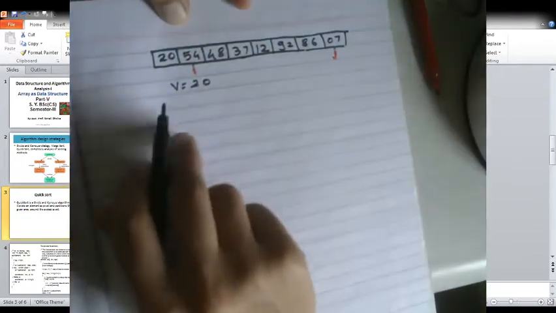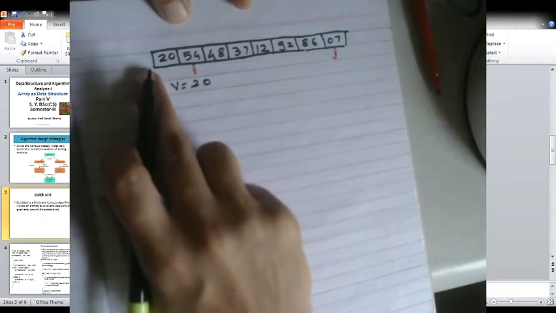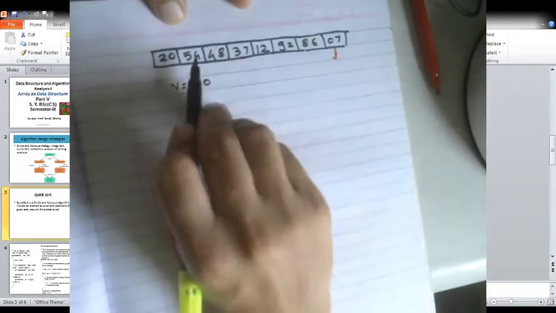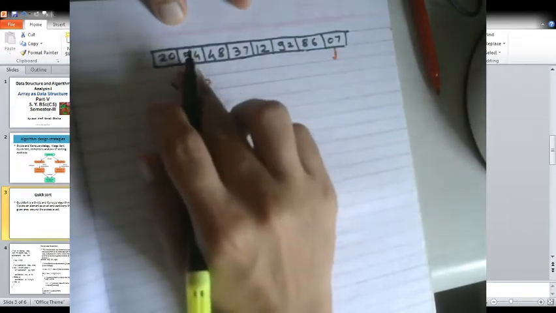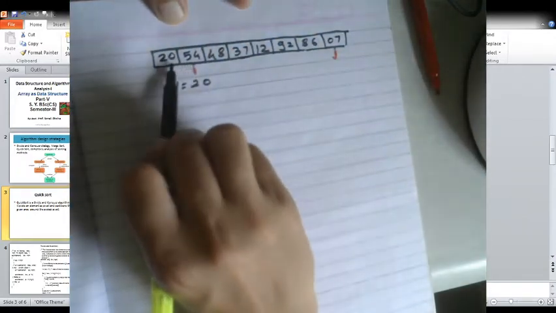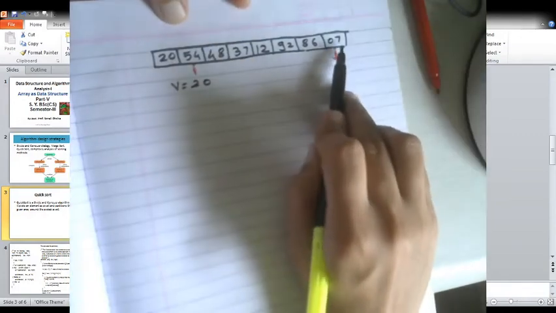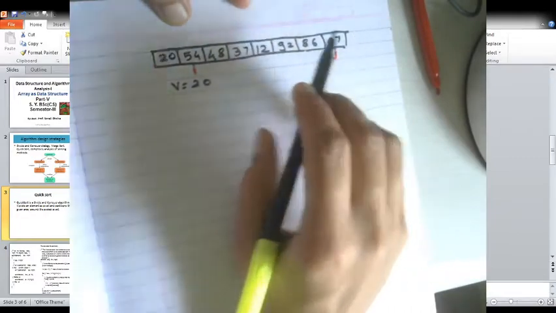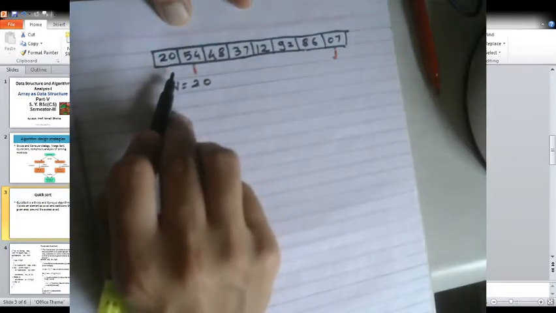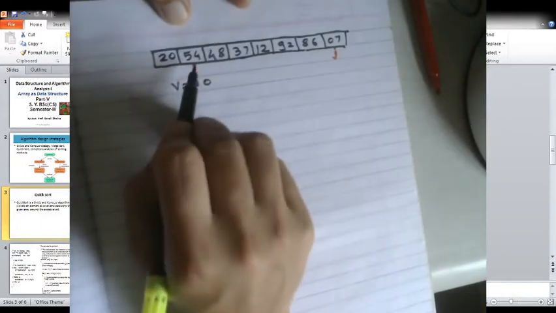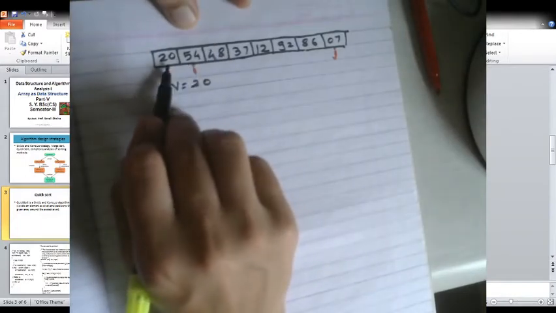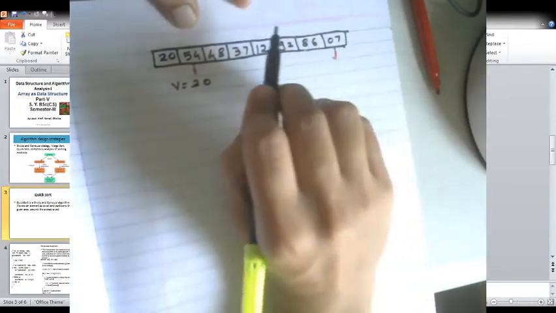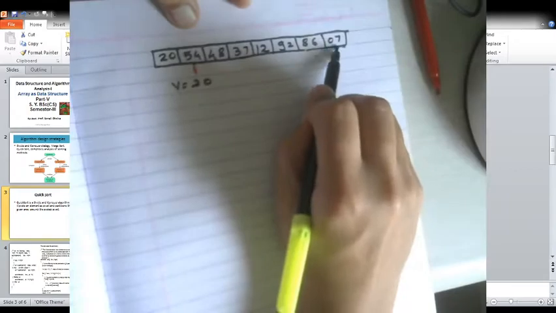To find the partition point, consider this as the pivot point and search the remaining array from left to right for an element greater than the pivot, and from right to left for an element less than the pivot. Consider 20 as the first pivot point, then i is 54. 54 is greater than 20, so set i here. From this end, the element less than 20 is 7.